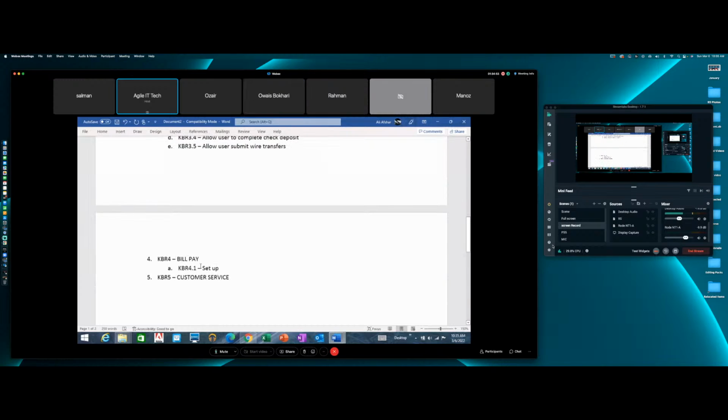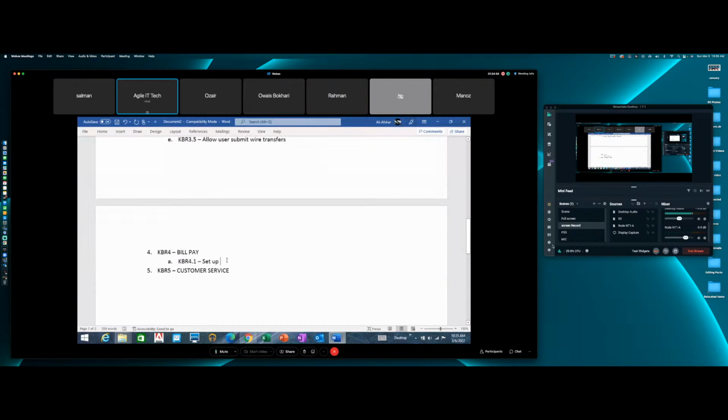Bill pay, setting up a payee, right? 4.2 could be setting up a payment to a payee, right? And then there are multiple ones under this: recurring payee, alerts, other things as such.